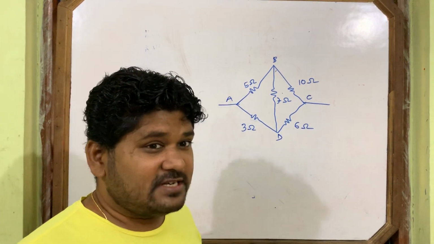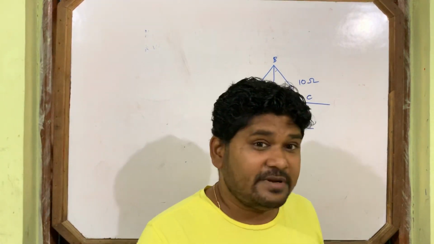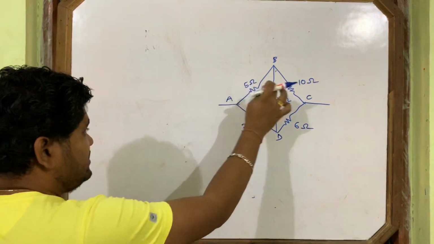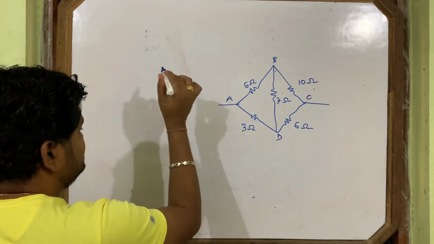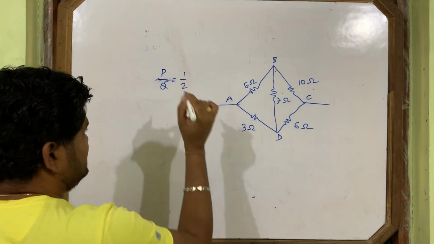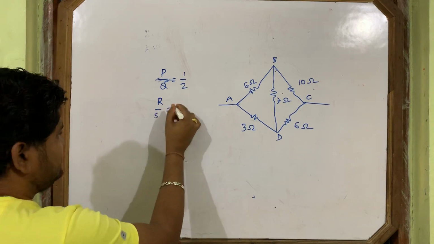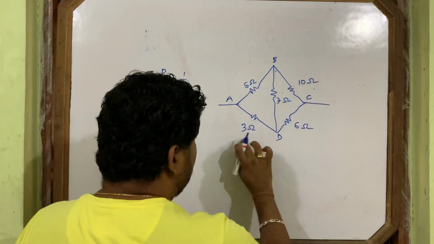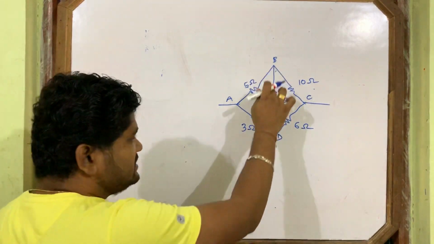Check whether the balanced condition is satisfied or not. You have to check first. So 5, 10, the ratio P by Q is half. R by S is also half. P by Q equals R by S, half. So it satisfies the balanced condition. So no current passes through this 7 ohm.